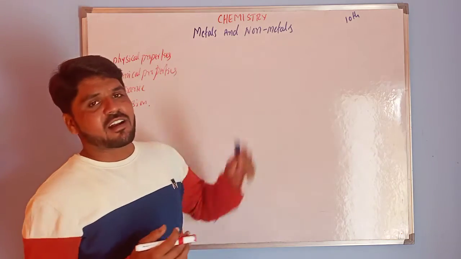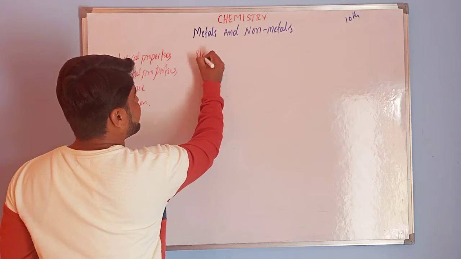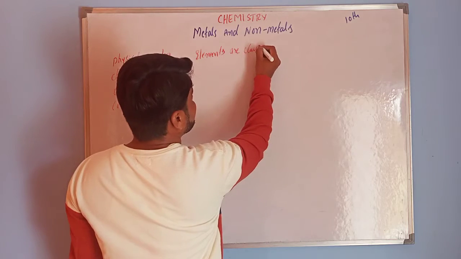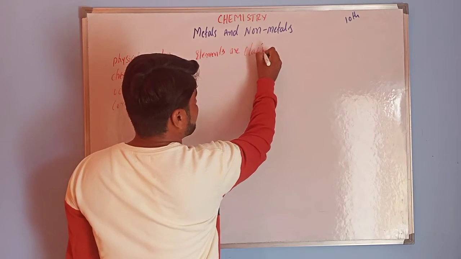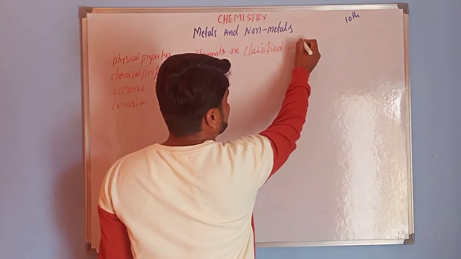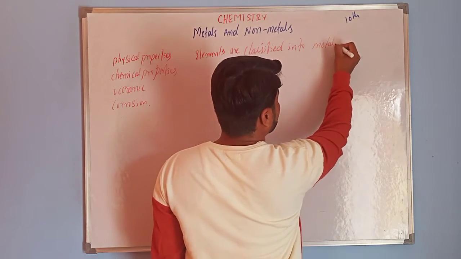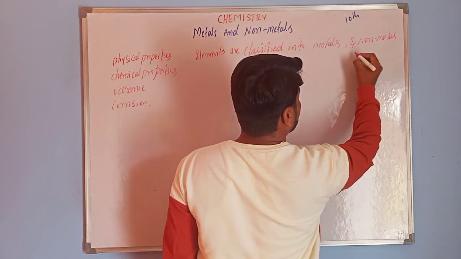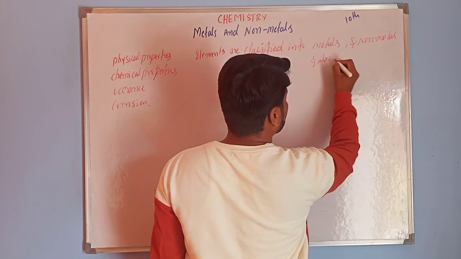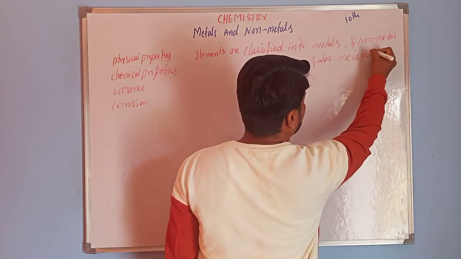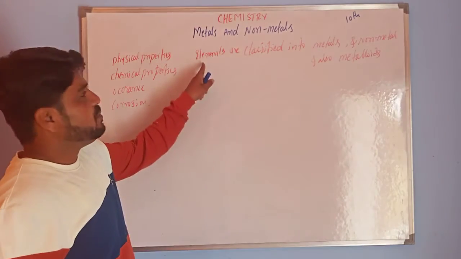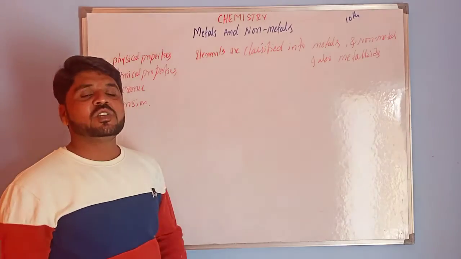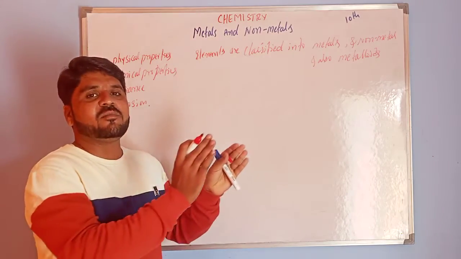Generally, elements are classified into metals and non-metals, and also metalloids. So basically, what is an element, or what are elements? Elements are the basic form of matter.